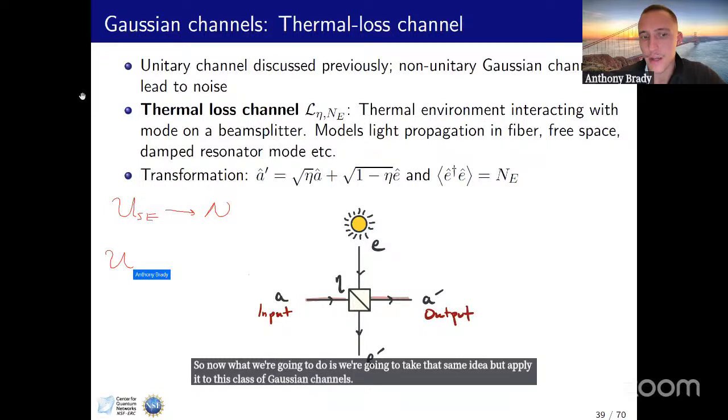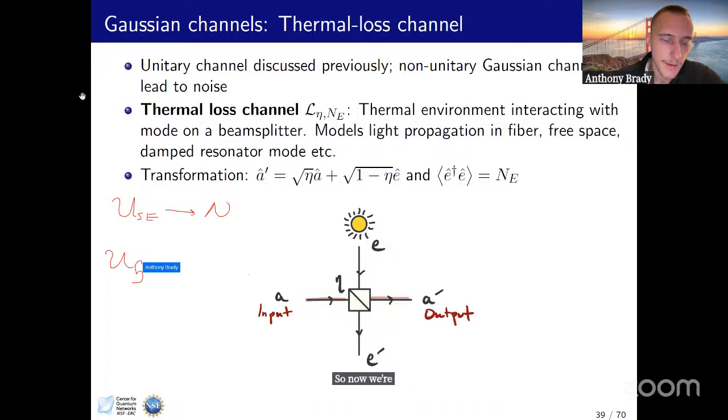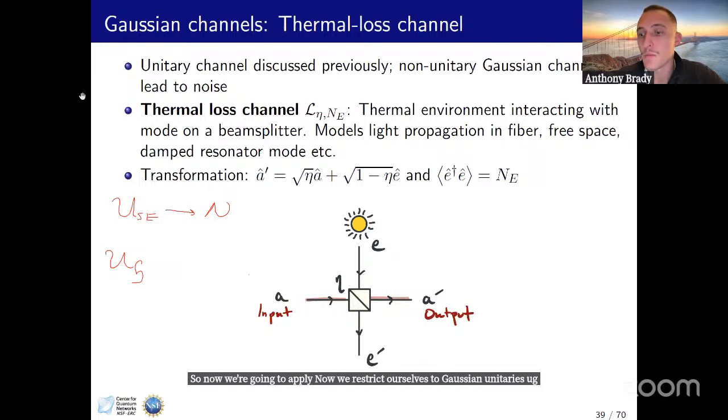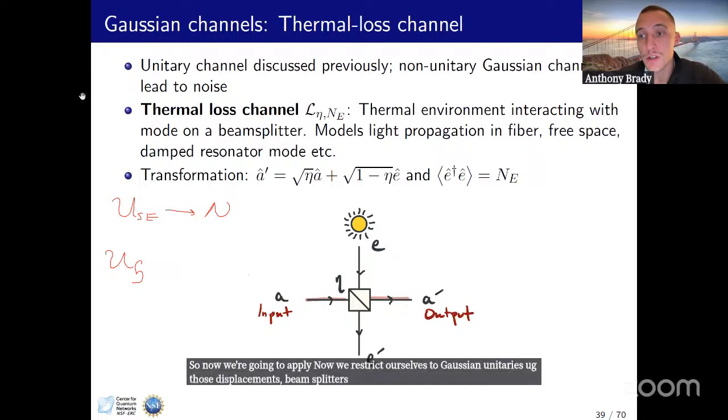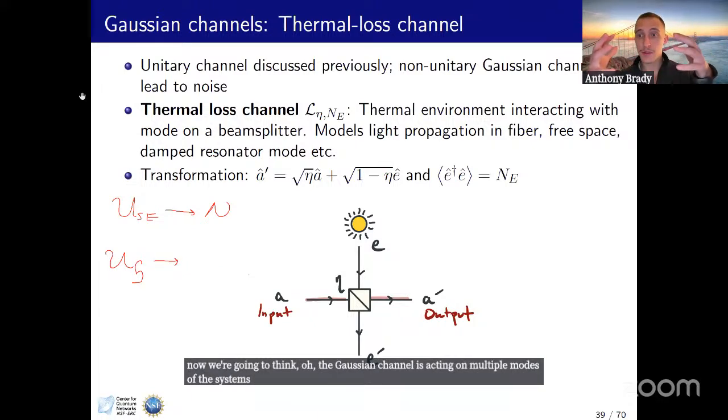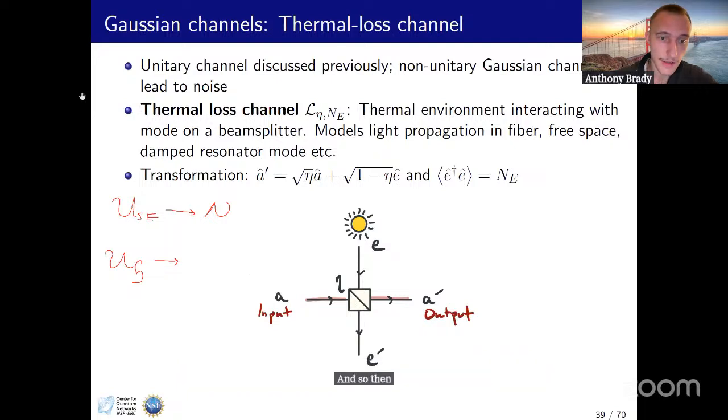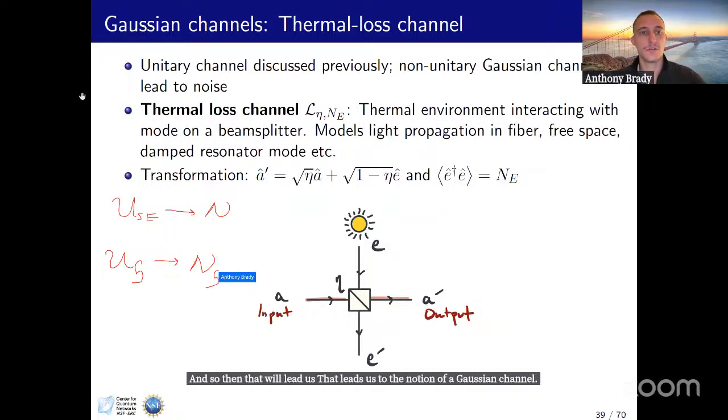There are certain Gaussian channels that are nice. So now we restrict ourselves to Gaussian unitaries U_G, those displacements, beam splitters, and squeezers that we talked about before. But now we think of the Gaussian unitary acting on multiple modes of the system. So maybe we have some beam splitter on multiple modes, some two-mode squeezer on multiple modes, but maybe we only have access to one mode. And so that leads us to the notion of a Gaussian channel.